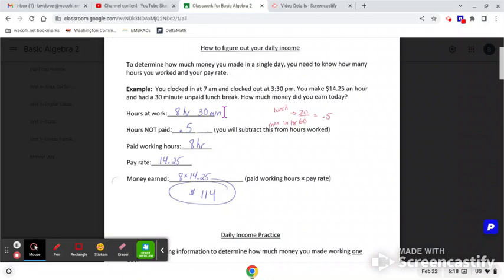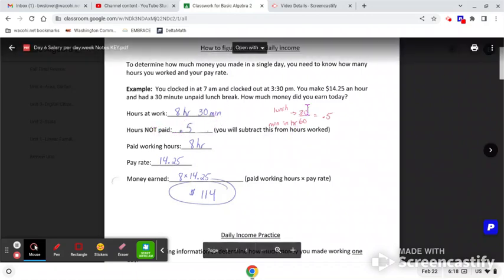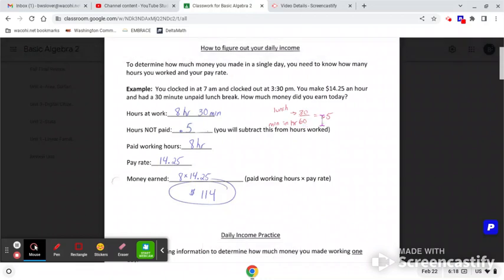30 minutes was your unpaid lunch break, so you do not get paid for that amount of time. So hours not paid is 0.5. My lunch was 30 minutes, I divided by 60, and I got 0.5. The reason I'm choosing to work with decimals is I don't want there to be confusion between hours and minutes. So we're going to try and focus everything just on hours. So we're going to have some decimals. We're going to be converting minutes into hours.